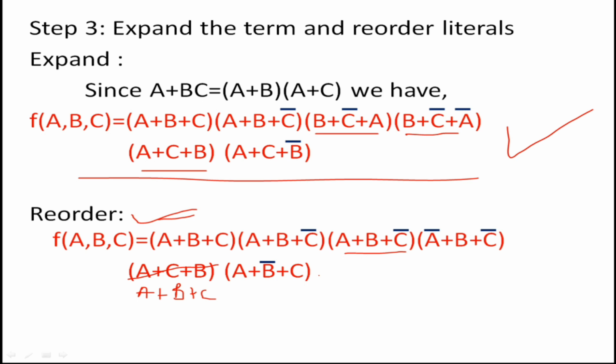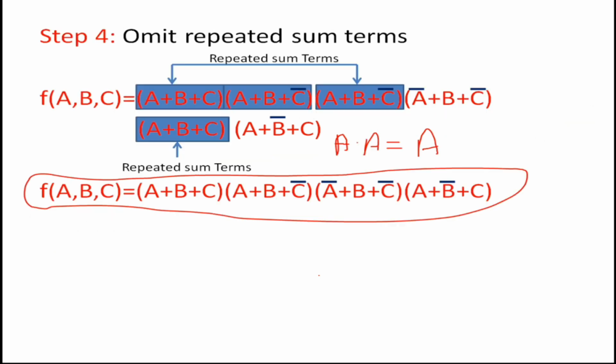Now what we are going to do is omit the repeated sum terms. Once we have identified the repeated sum terms present in the expression, one of the terms will be omitted. So here we have two A plus B plus C, and we have two A plus B plus C bar terms coming in the expression, and we have only a single term A bar plus B plus C bar.